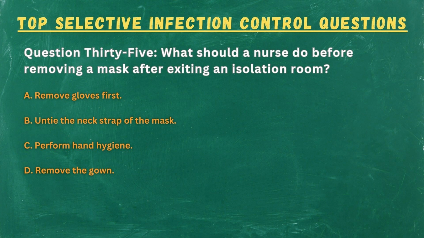Question 35. What should a nurse do before removing a mask after exiting an isolation room? A. Remove gloves first. B. Untie the neck strap of the mask. C. Perform hand hygiene. D. Remove the gown. Answer: C. Perform hand hygiene.